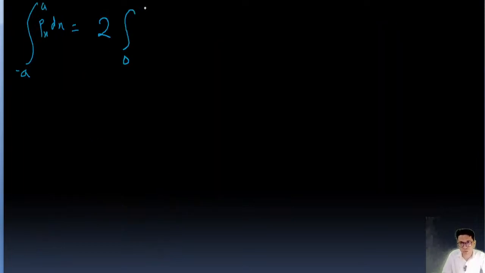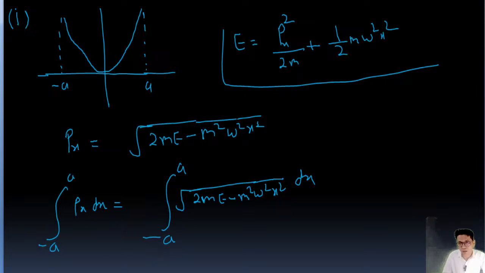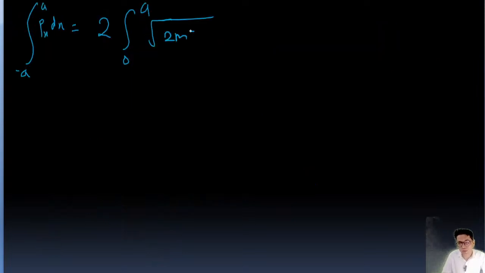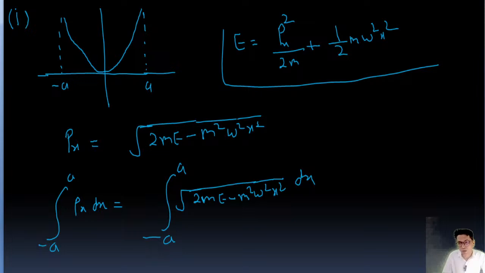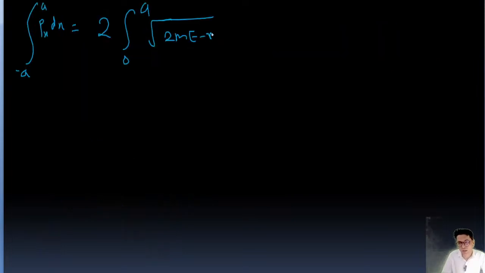So this is going to be 2 into 0 to a, root 2m E minus m square omega square x square dx, okay? So minus a to a, this value is going to be, now we have to solve this integration, guys, and how we are going to solve it, that I'll tell you.